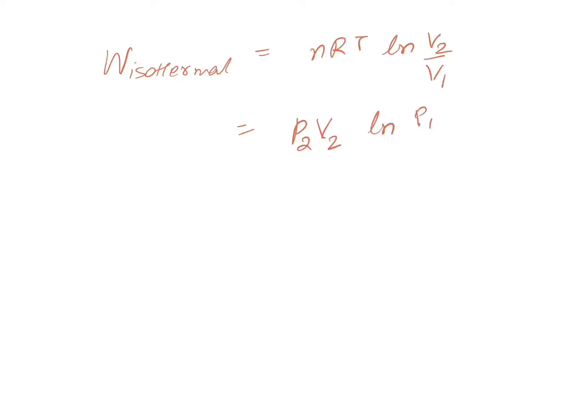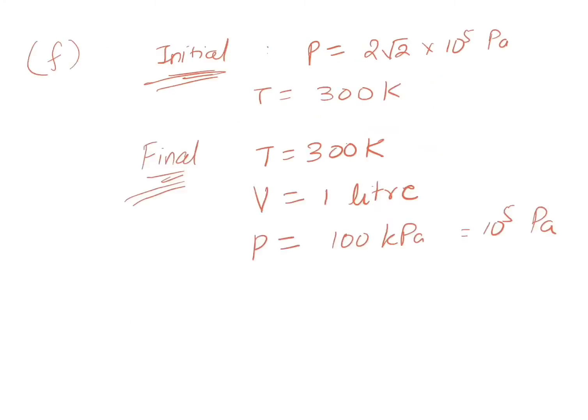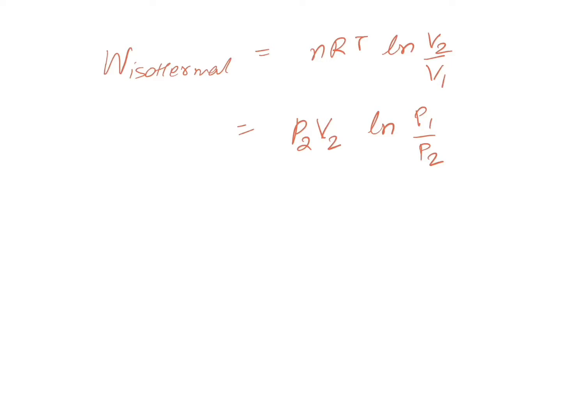So now we have to find the work done while going from initial to final situation. Work done in an isothermal process by the gas is given by nRT into natural logarithm of V2 by V1, or nRT can be written as P2V2 times the logarithm. Now V2 by V1 will be P1 by P2 for the isothermal situation. Because we have an isothermal situation, nRT equals P1V1 equals P2V2. Correct? So V2 by V1 is equal to P1 by P2, and nRT equal to P2V2. That's what we have put over here.